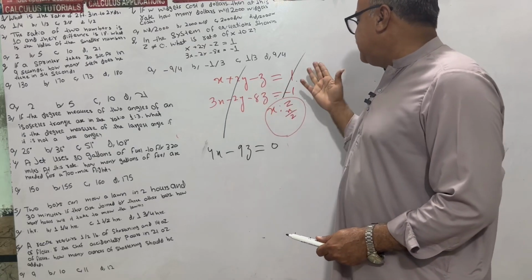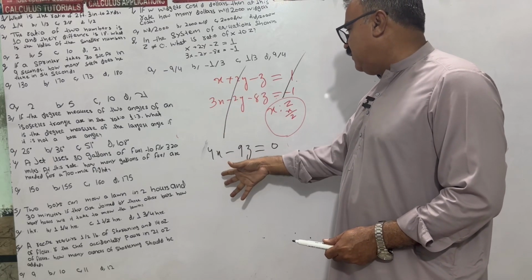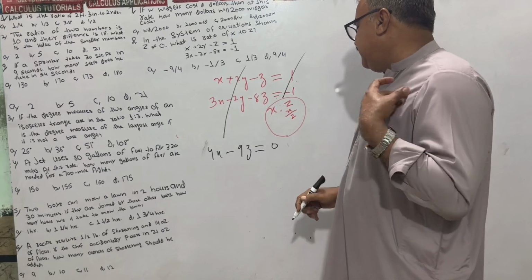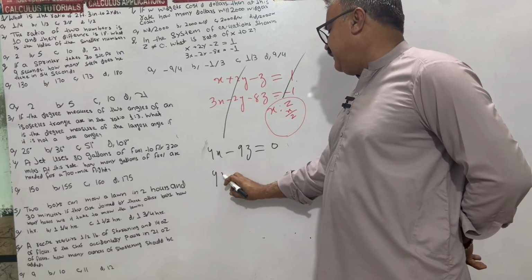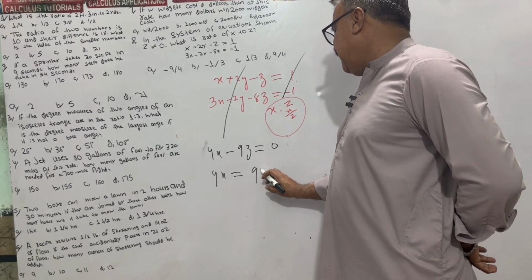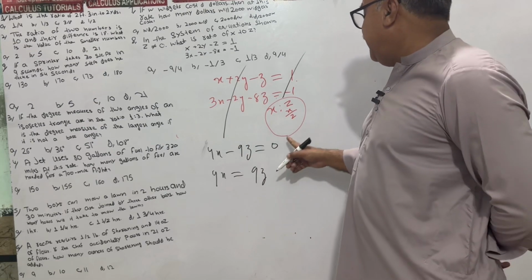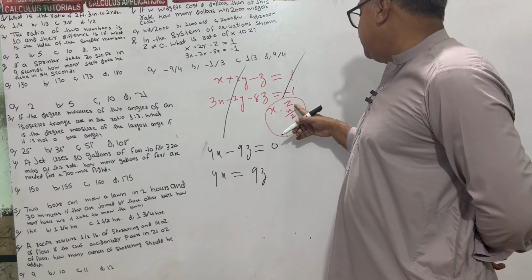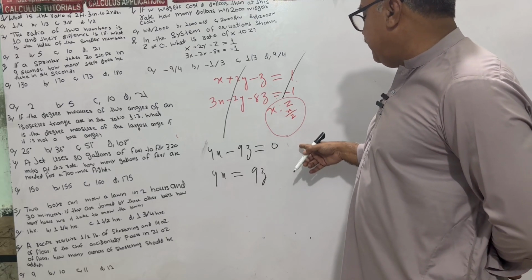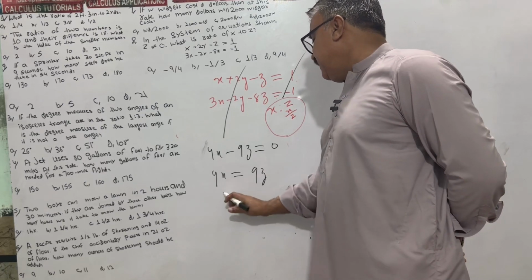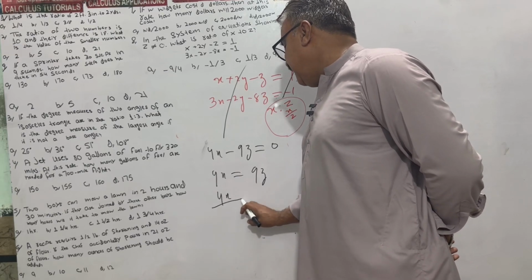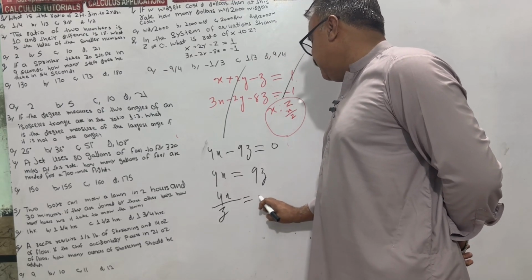Add them. 2y cancels, minus 1 cancels, x plus 3x is 4x, minus z minus 8z is minus 9z. Now it's really very easy. 4x is equal to 9z. I've shifted 9z from left to right, and it becomes positive. I need x ratio z, which means x divided by z. Shift z to the left hand side. 4x divided by z is equal to 9.